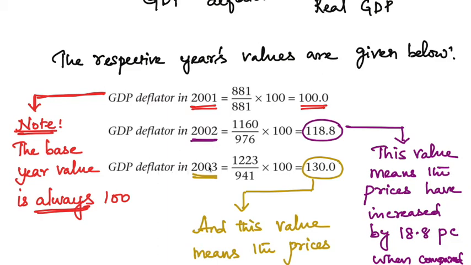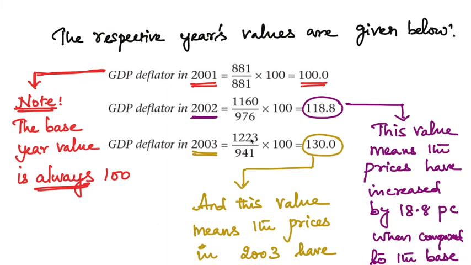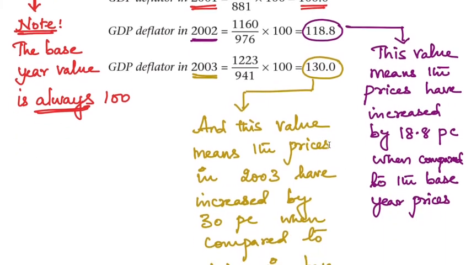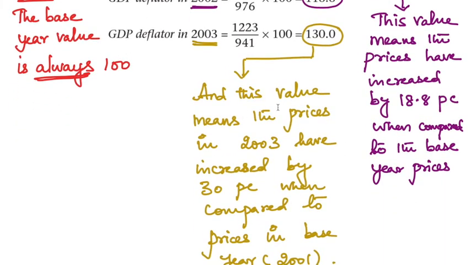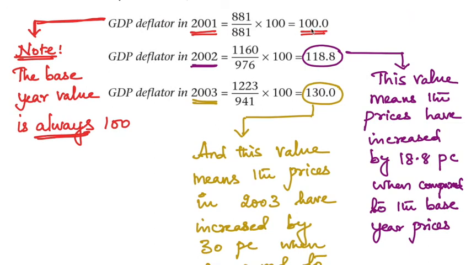So likewise for 2003. So GDP deflator in 2003: 1223 is nominal GDP divided by real GDP 941. So what you get is 130. And what you have to understand is that in the base year the value is always 100, and by looking at how much it has increased from base year, you can understand how much the prices have increased. For example, this is 118.8 when compared to the base year value, which is 100.